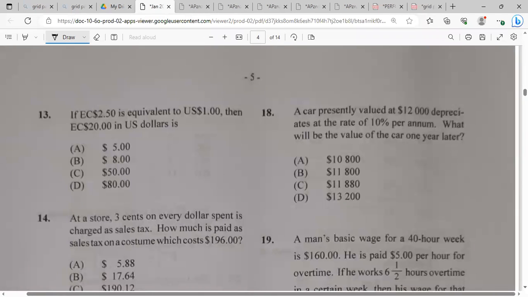If Eastern Caribbean $2.50 is equivalent to $1 US, then $20 is... so if $1 US equals 2.50, then what is $1 US? That is Eastern Caribbean $20. All we have to do is divide by 2.5, which gives us 8.